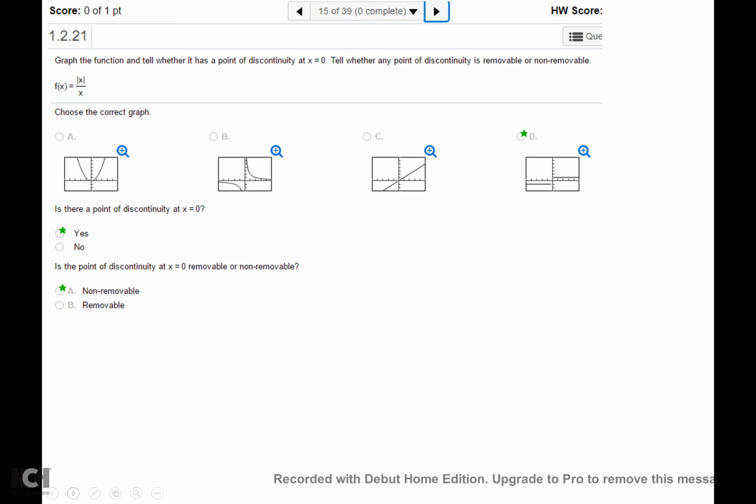All right, it says graph the function and tell whether it has a point of discontinuity at x equals 0. Tell whether any point of discontinuity is removable or non-removable. Well, I know that there's going to be a point of discontinuity whenever my denominator equals 0. So if I say, Mr. Denominator, you may never equal 0, that tells me that, yes, there's a point of discontinuity. And it says, is the point of discontinuity at x equals 0 removable or non-removable? It will be removable if it cancels with a factor on top. And it doesn't.